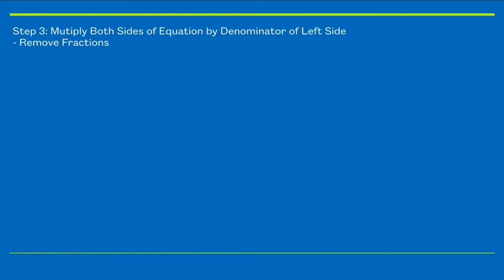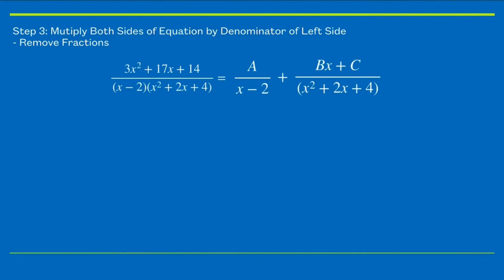So step 3 says multiply both sides of the equation by the denominator of the left side. And basically what we're going to do is remove the fractions. So here is the equation from the previous slide. It's exactly what we had in the previous slide. So all I want to do, and this is pretty much the step in all of these types of problems, is multiply by the denominator of this side, and that will wind up getting rid of the fractions.